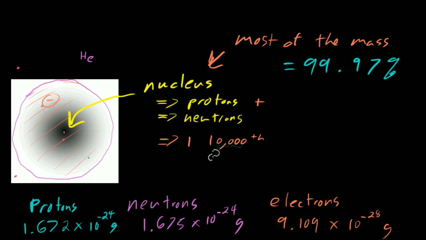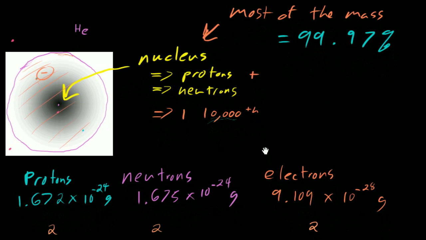Hi and welcome back. In the past video we had been using this example of a helium atom, which has two protons, two neutrons, and two electrons. What I was showing you was that most of the mass, we figured out it's 99.97% of the mass of this atom, is contained within the nucleus, and there really is a negligible amount of mass contained in these electrons.